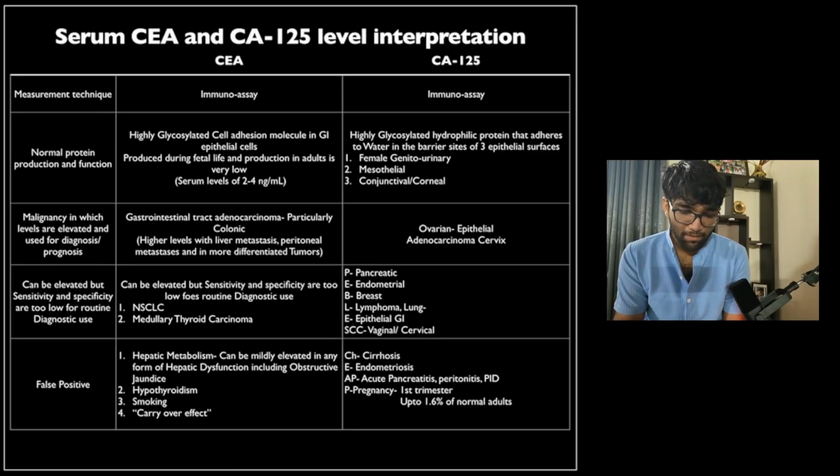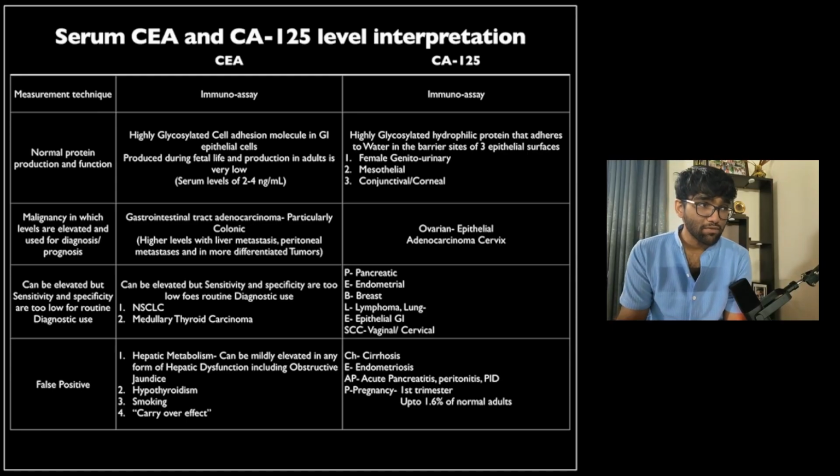Finally, there are other causes of false positivity other than malignancies also. So CEA is metabolized by the liver, so it can be mildly elevated in any form of hepatic dysfunction, including obstructive jaundice. That would be relevant in our case. It is elevated in cases of hypothyroidism and in smokers, and there is something called a carry-over effect, which is a lab problem. As in, if the wells are not cleaned during subsequent cycles of running the test, you may have a false positive in a subsequent test.